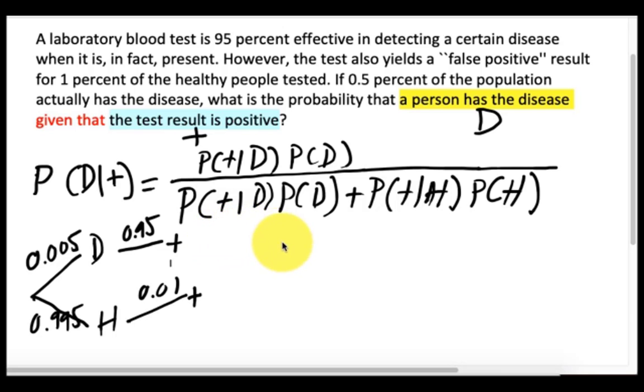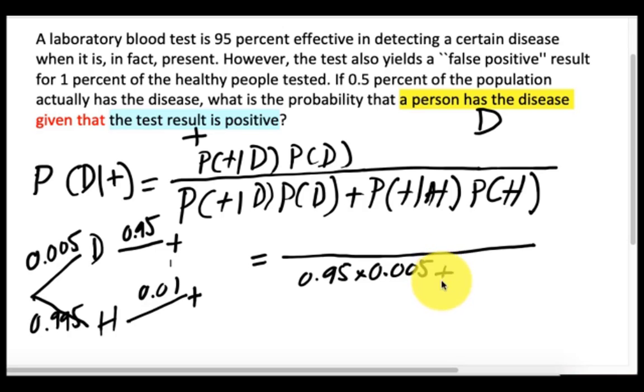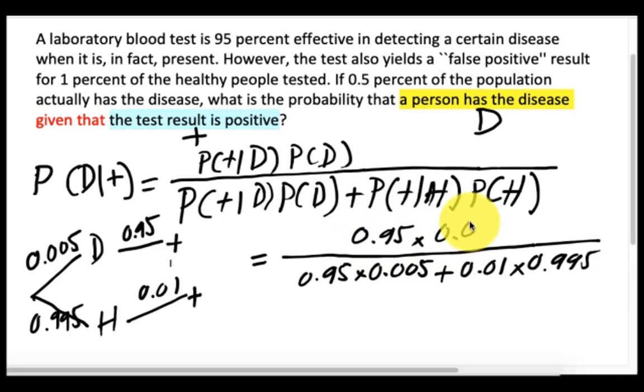Therefore, you come up with the following fraction. For the denominator, you get 0.95 times 0.005 plus 0.01 times 0.995. And for the numerator, you get 0.95 times 0.005. And you can simplify this fraction to get what you want.